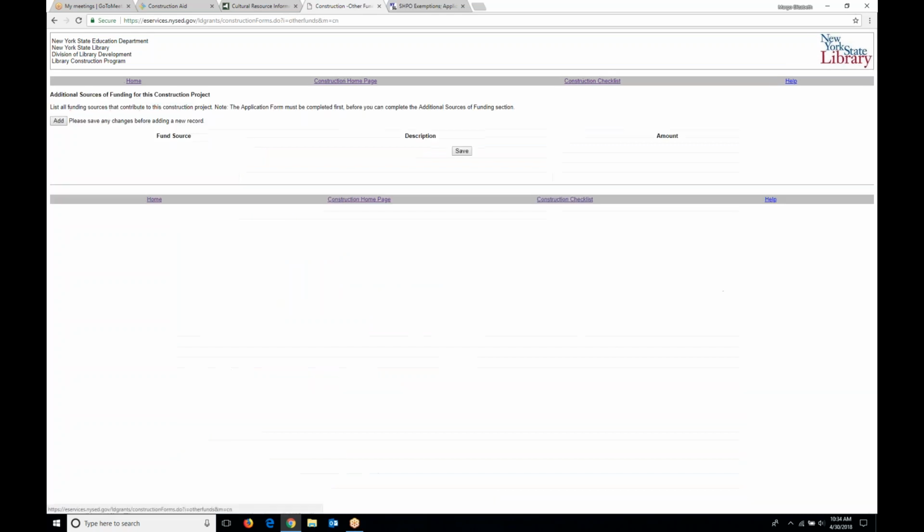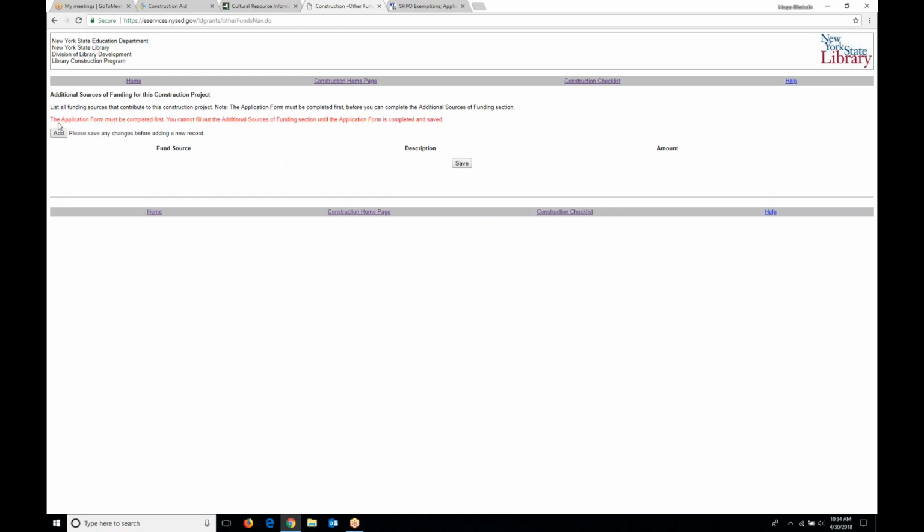Additional funding sources is just you saying, we have the money in the bank to match the funds we receive in construction aid. Oh, it won't let me add anything. You're just saying the fund source, operating funds, or capital fund. Description, 5-star bank, amount. And this amount is just the 25% match. It doesn't have to be any amount other than that.